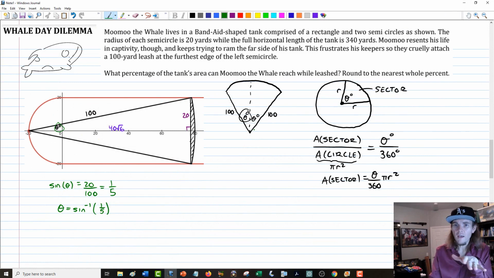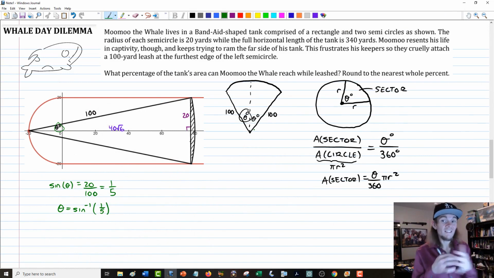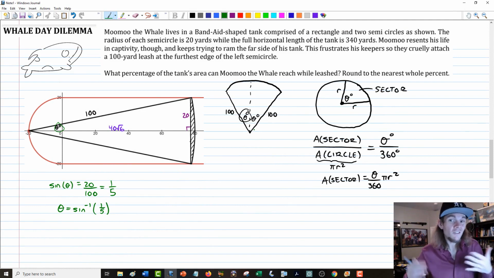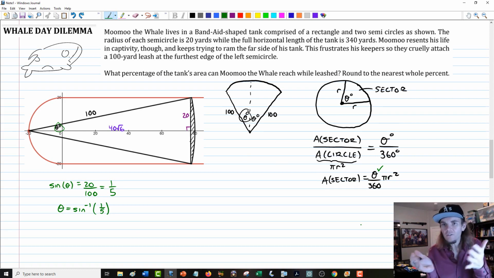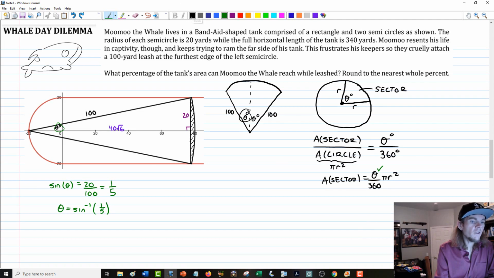But we don't actually need to think about it. I'm just going to leave it as sine inverse of 1/5. As I said, I like to keep things exact as long as possible so I don't make rounding errors in the intermediate piece. So that's going to be our angle theta that we needed right here. We know 360 degrees gives the full thing, and we know the radius of this circle, the circle that we're seeing a sector of. So in fact, we're ready to figure out the area of that entire sector.